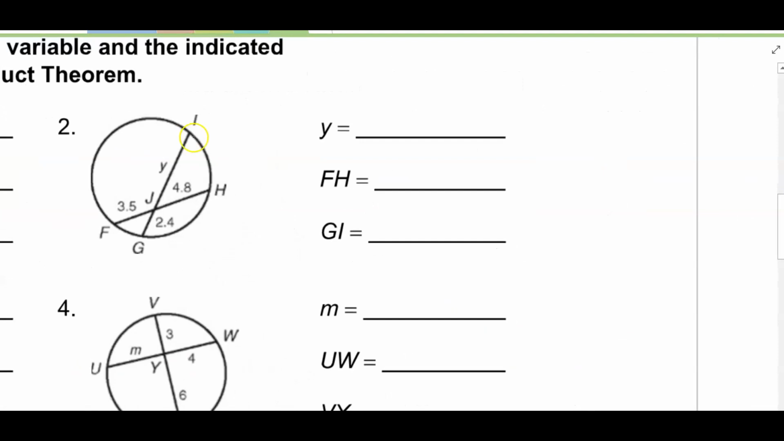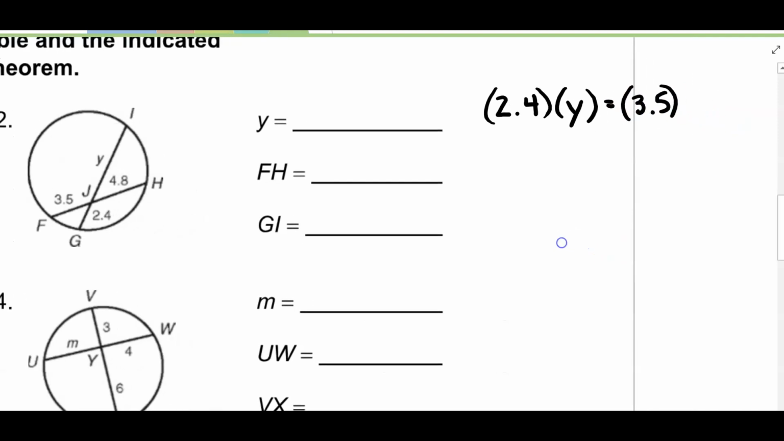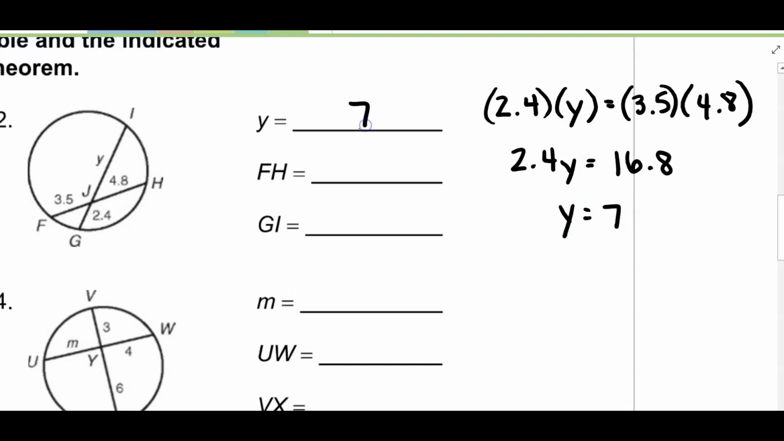Okay? Number 2. Okay, we want the product of two pieces of one chord equals the product of two pieces of the other chord. So we have 2.4 times y equals 3.5 times 4.8. So when we go to solve, we have 2.4y is equal to 3.5 times 4.8. I'm going to get 16.8 divided by 2.4. I get y equals 7.